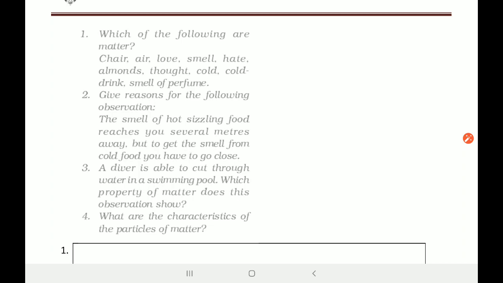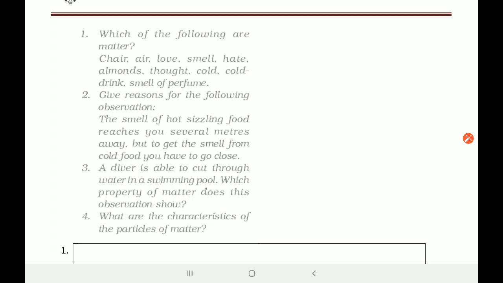Anyway, give a reason for the following observation. The smell of hot sizzling food reaches you several meters away, but to get the smell of cold food, you have to go close to it. This is due to temperature. Temperature increases the motion of the particles. So that's the reason: in hot food, as the temperature is quite high, the particles quickly move and reach you. So the simple reason: temperature increases the motion of the particles.